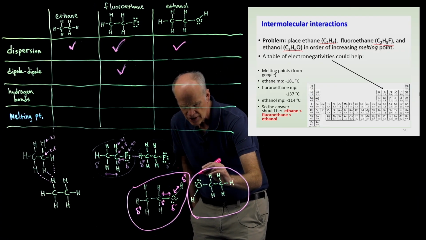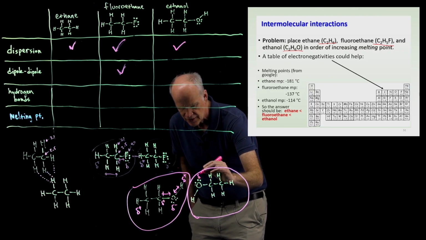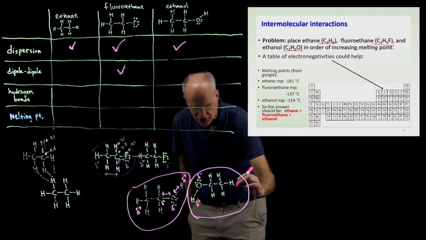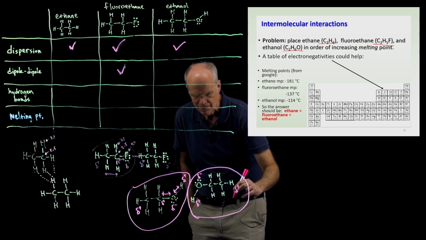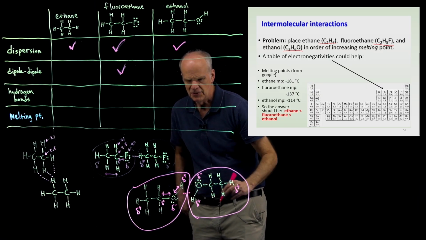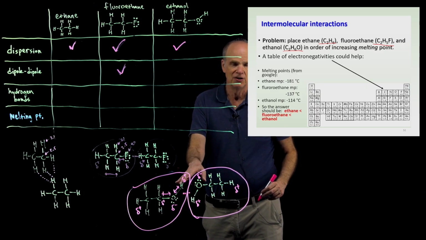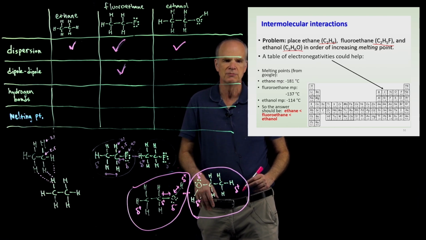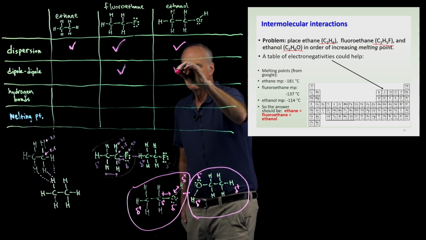And so here, the delta negative is around the oxygen. There's a delta positive on this hydrogen, and there's a delta positive on this hydrogen as well. So there's going to be a dipole-dipole interaction, because the delta positives of one ethanol molecule will get close to the delta negatives of another. And this is just one way it could be done. So this will have a dipole-dipole interaction.